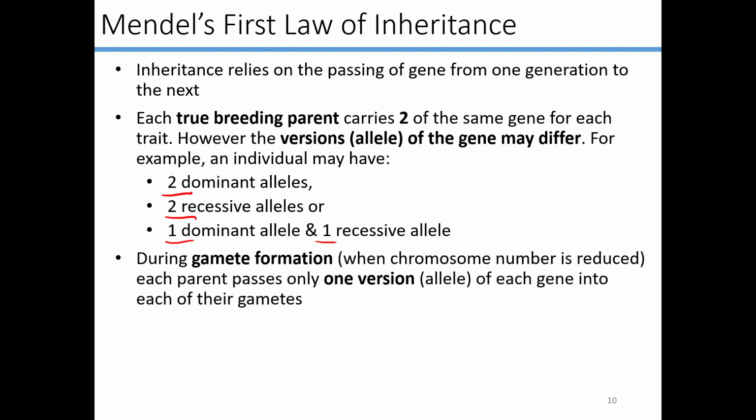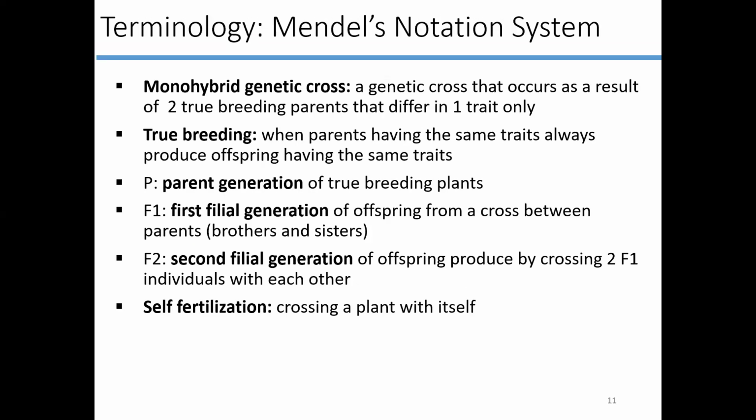So during gamete formation, when chromosome number is reduced, each parent is passing only one version, or allele, of each gene into each of their gametes.